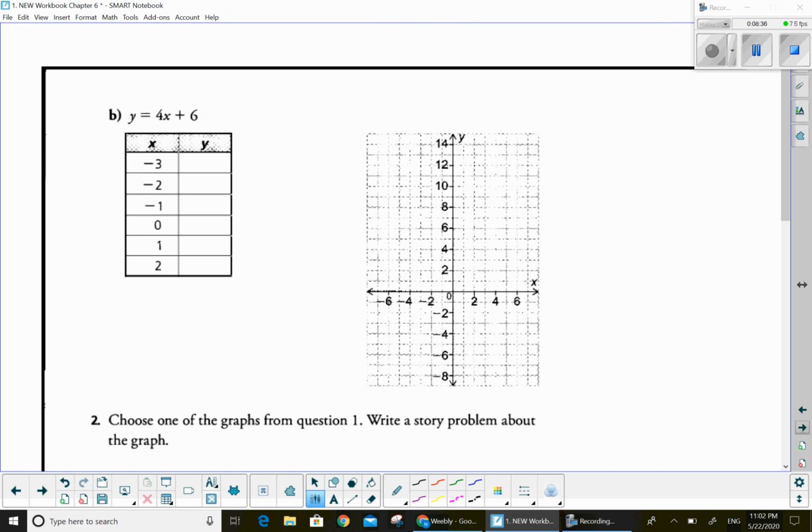All right, moving on to the next practice question. It's identical, so I'm going to do it very quickly. I know that my b value, the constant, is 6. So when x is 0, my y is 6. I know that my rate of change is 4.